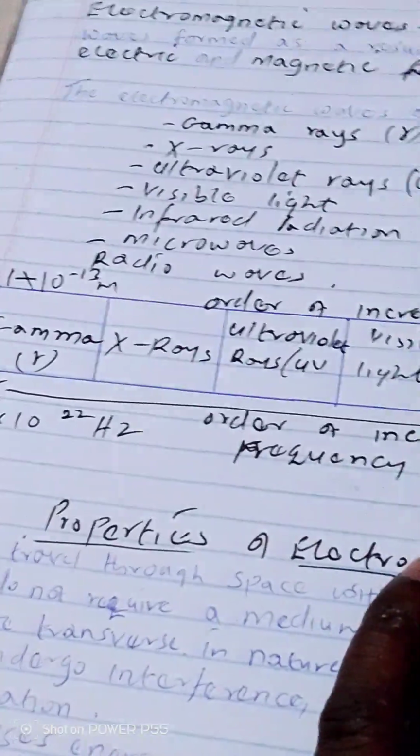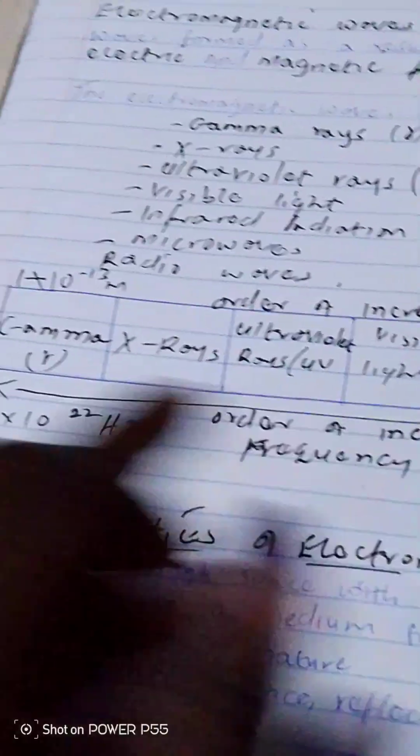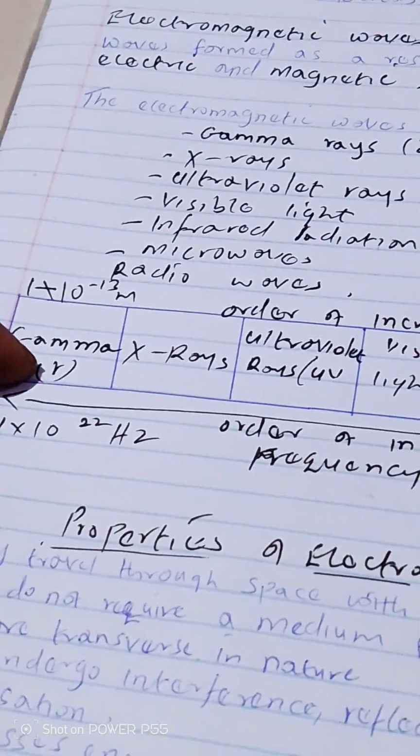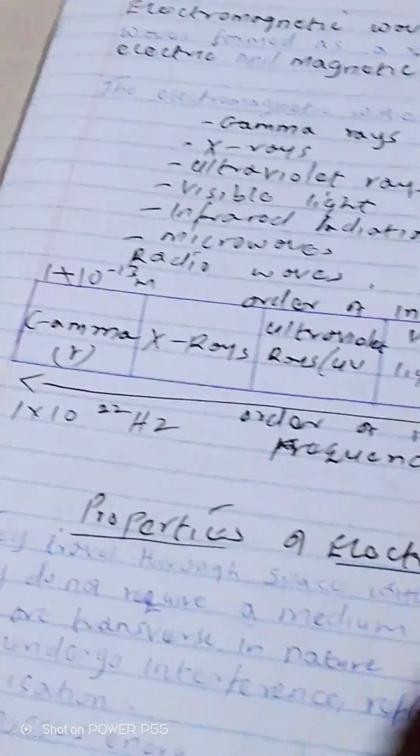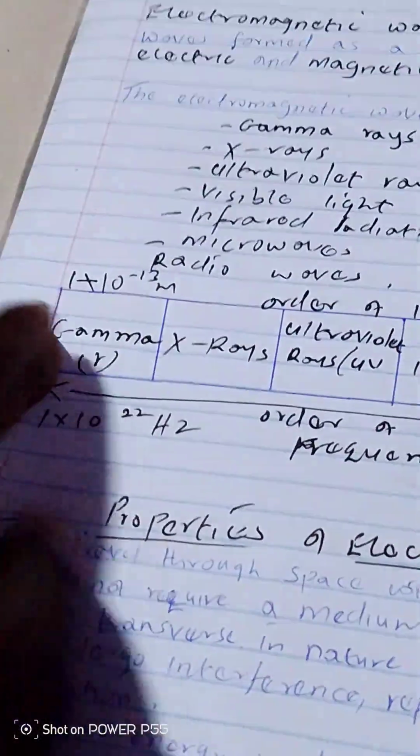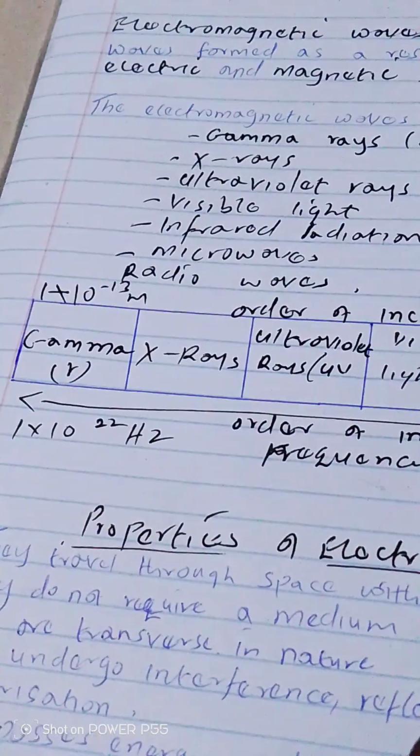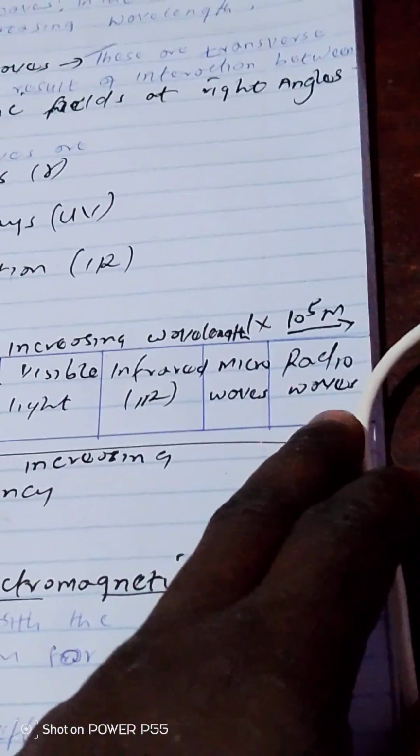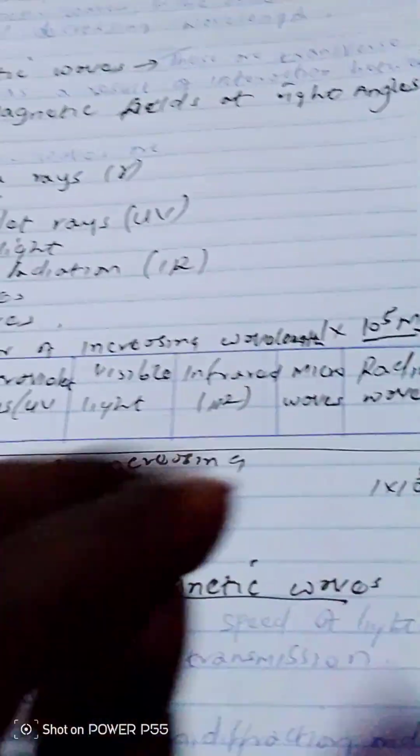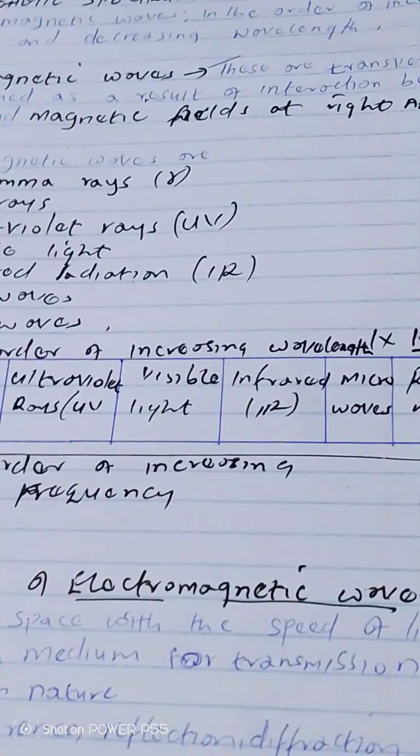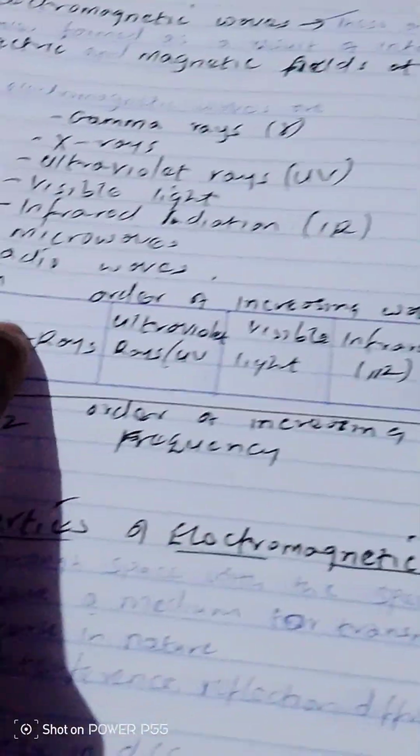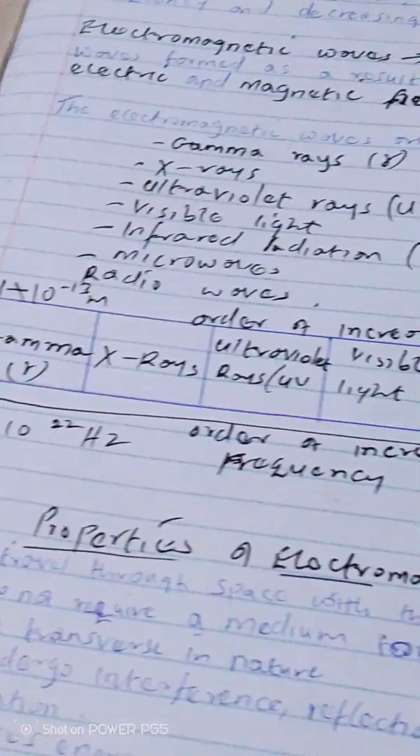As you arrange, when you use the order of increasing wavelength, you start from gamma rays, which have the lowest wavelength, all the way to radio waves, which have the longest wavelength. In the order of increasing frequency, you start from radio waves all the way to gamma radiations.